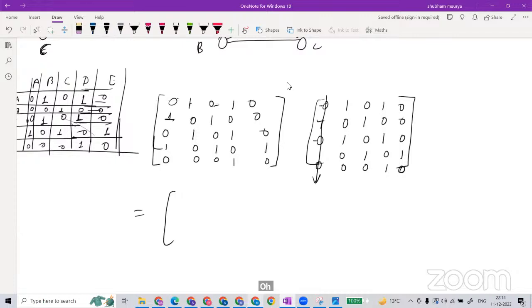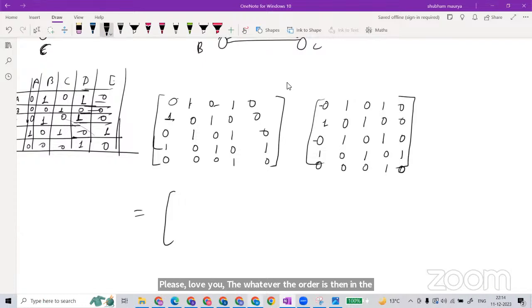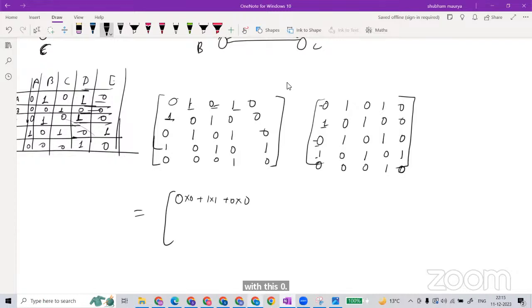Whatever the order is there now, in the same order the multiplication will happen. So 0 into 0, and then 1 into 1. This one is multiplied with this one, 0 is multiplied with this 0, plus 0 into 0. Then this one is multiplied with this one, 1, plus 1, and then plus 0 multiplied by 0. So this is the first entry.